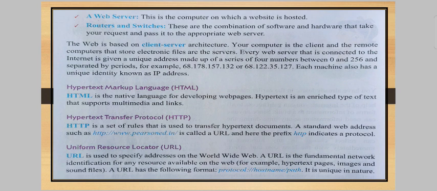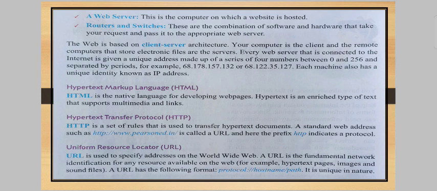Next is uniform resource locator, URL. A URL is also an address, a unique address. A URL is used to specify the address on the World Wide Web. A URL is a fundamental network identification for any resource available on the web, for example, hypertext pages, images, and sound files. A URL has the following format: protocol://hostname/path. This is unique in nature.